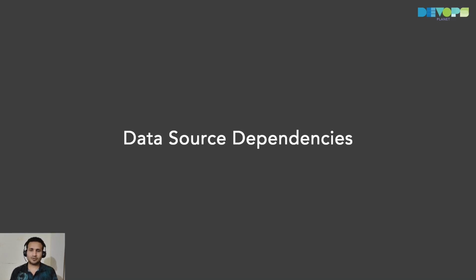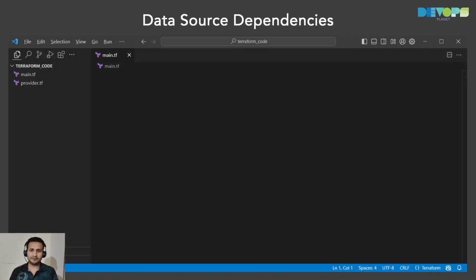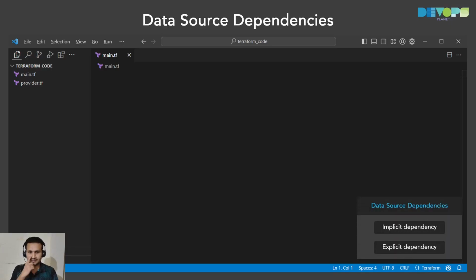Hi, welcome back. In this section, we are going to talk about the data source dependencies. Similar to the resource block dependencies, we do have dependencies in the data sources as well. So let's have a look at what types of dependencies we have in data sources and how to define those dependencies.